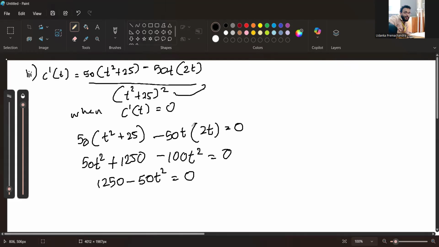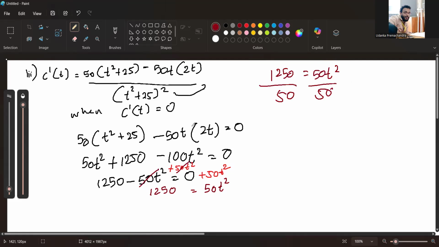Now, you can add 50t squared on both sides. When you add 50t squared, you can cancel these two. So 1250 equals 50t squared. You can divide both sides by 50. 50, 50 cancel, 0, 0 cancel.